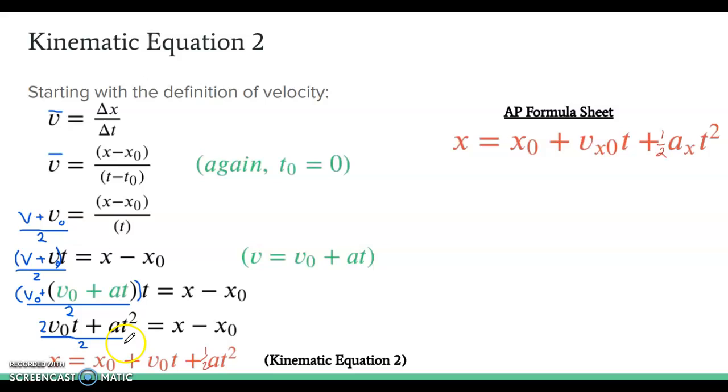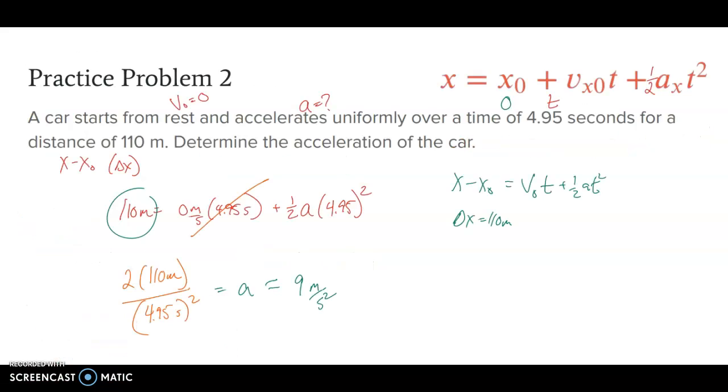And this is our final version of the second equation, x equals x naught plus v naught t plus 1/2 at squared. If you want to pause and just read through this problem and try to solve it using the second equation, I identified the variables and worked through it. If you want to work through this on your own and see if you end up with the same final answer, that would be encouraged at this time.